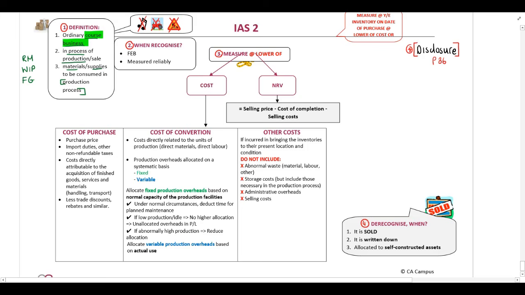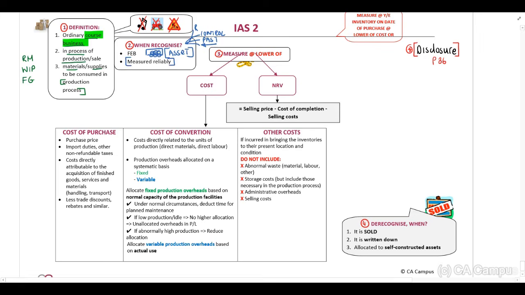Now, when do we recognize inventory? When it is probable that there will be future economic benefits that will flow to the entity. Therefore, guys, important still your asset definition based on your conceptual framework. What is an asset? It is a resource under control of the entity due to a past event that will lead to an inflow of future economic benefits. And important, it should be measured reliably.